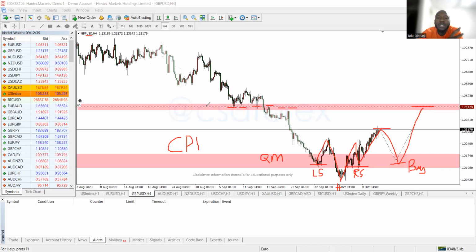Apart from the fact that the trend is down and you want to sell to follow the trend, you can also go against the trend in a trend-like manner. I hope I'm not confusing anybody because when you look at, let me give you an example.